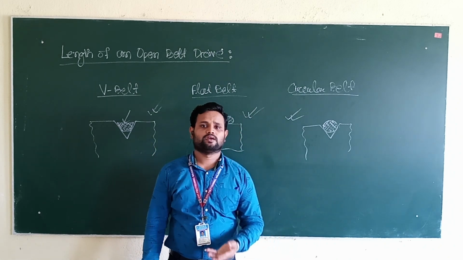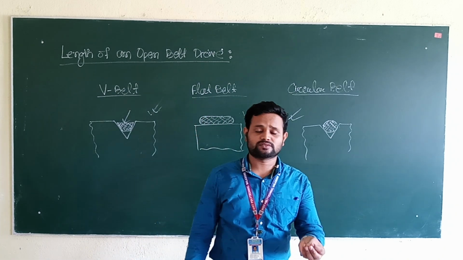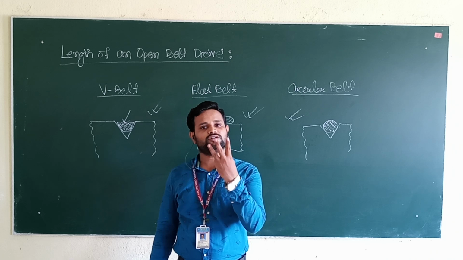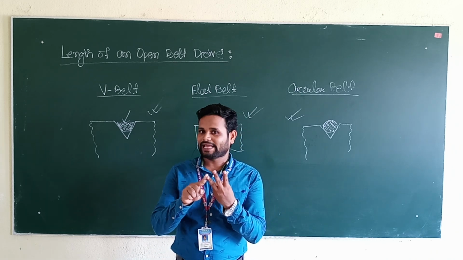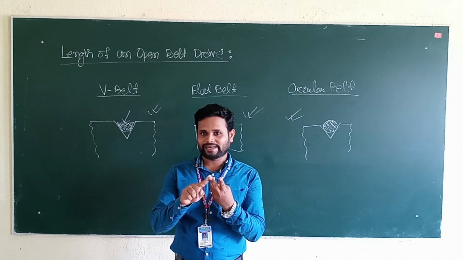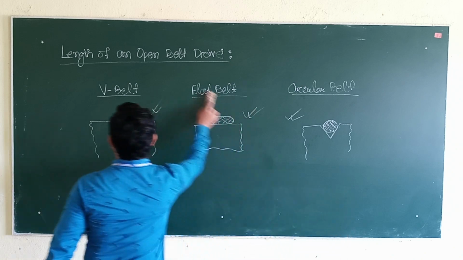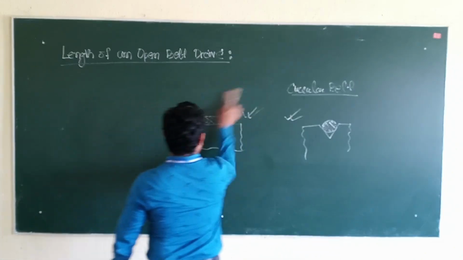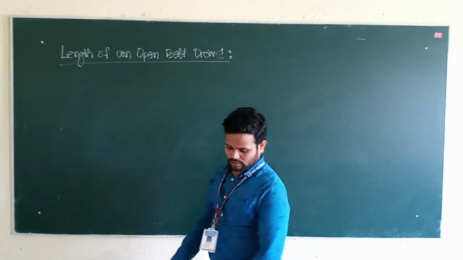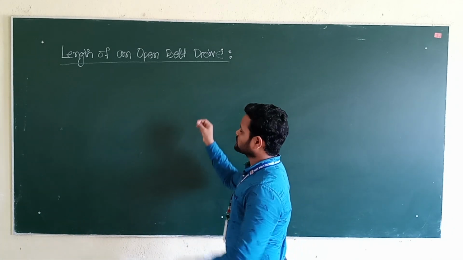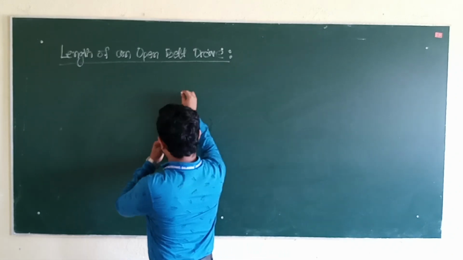Now we will study the types of flat belt drives. There are also three types of flat belt drives. The first one is the open belt drive, the second one is the cross belt drive, and the third one is the compound belt drive. We have introduced this before calculating the length of the flat belt. The first one is the open belt drive.